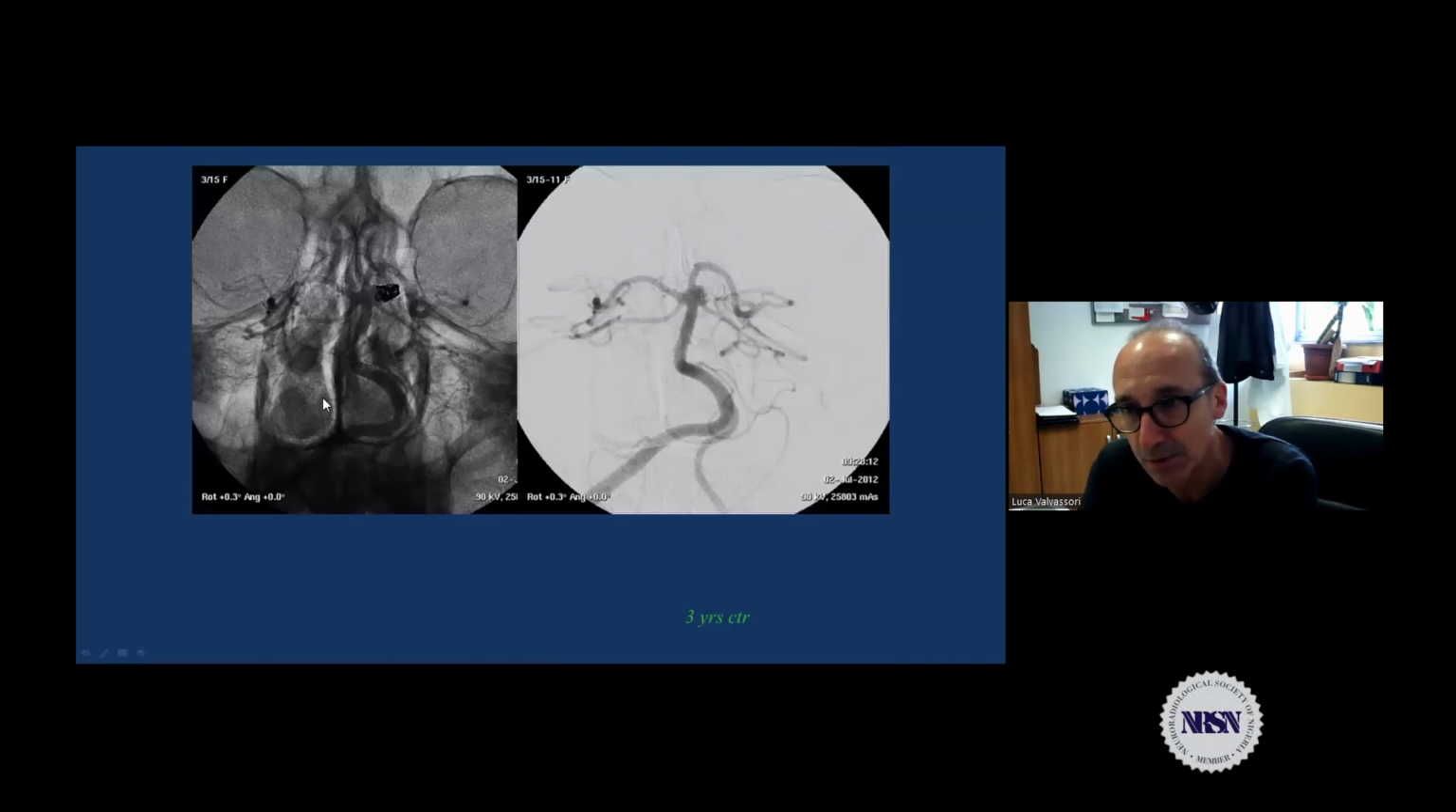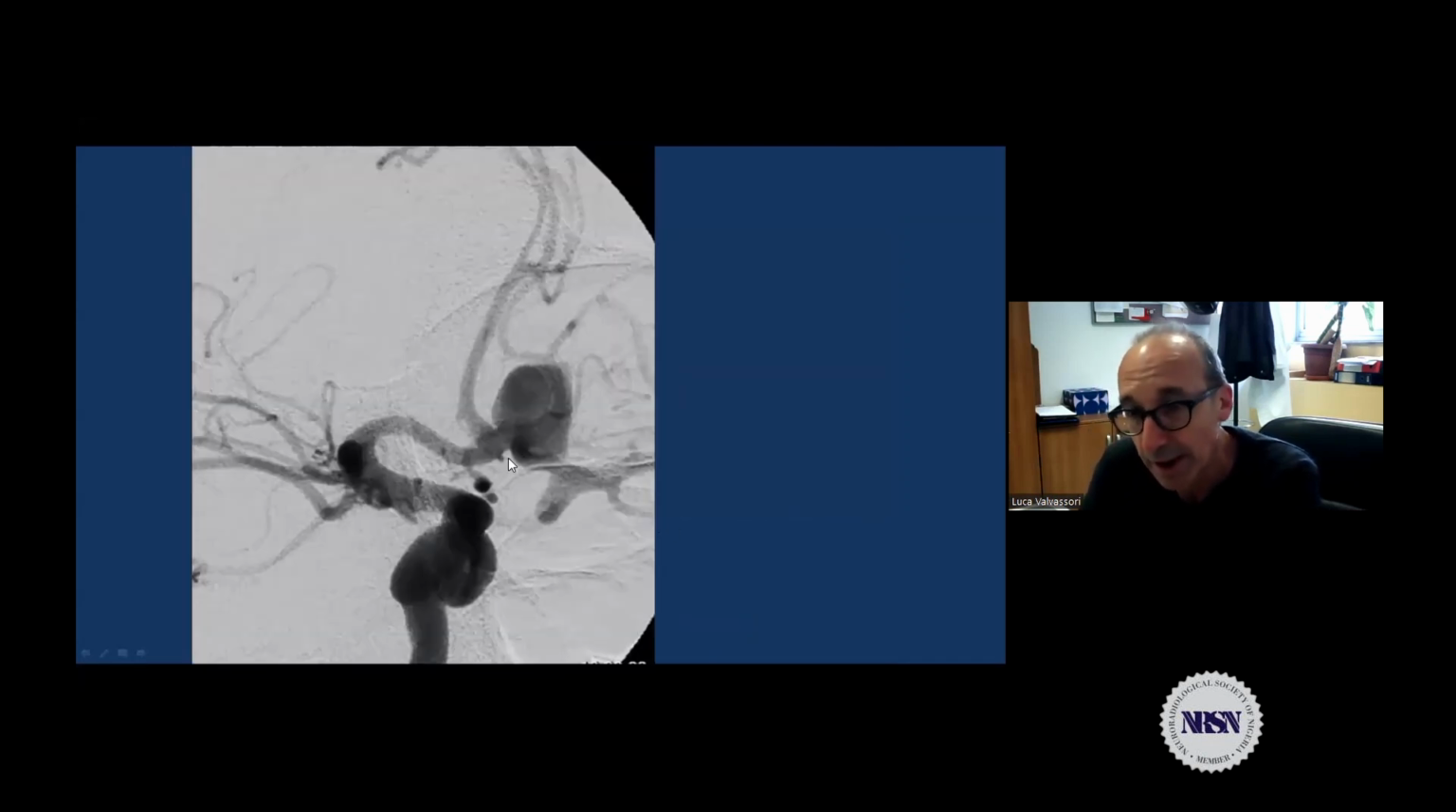As you can see, this is the end of treatment. This is the 6-month follow-up. It's basically a different type of approach, but the same, using coils. And this is the 3-year follow-up. Same thing, but slightly different.